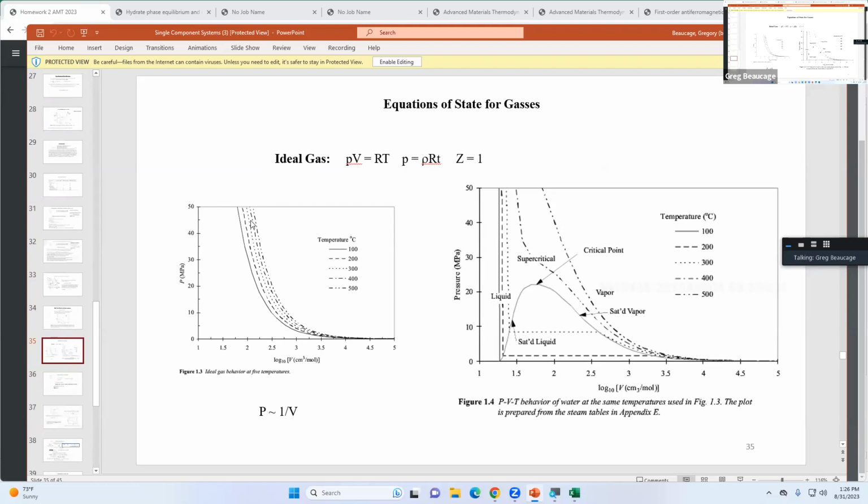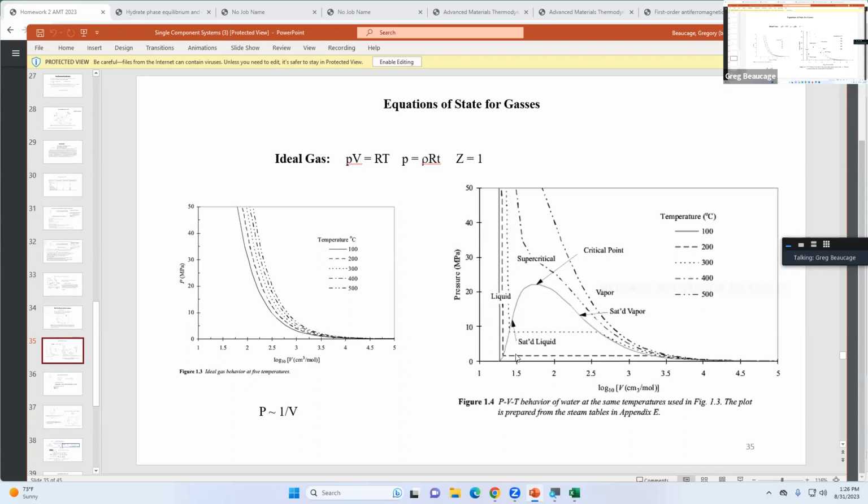All right, so this is good to see. This is the ideal gas law, so P goes with 1 over V. If you plot P versus 1 over V, it would be a straight line. If you plot P versus V, this is log V, this thing swoops down. So that's what an ideal gas does.